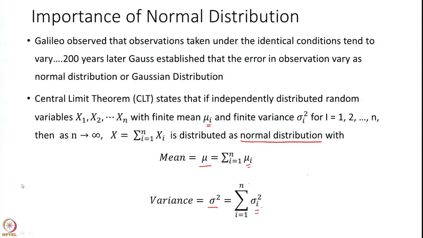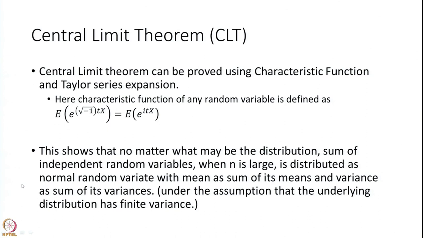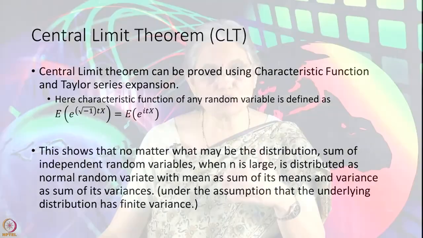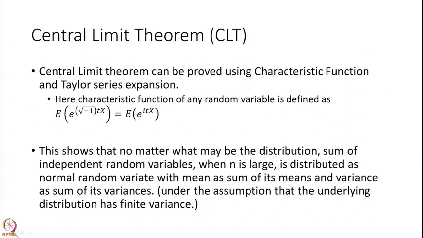Now let us look into how the proof generally goes. The central limit theorem is proved using the characteristic function and Taylor series expansion. The characteristic function we have not introduced so far in our course. However, we have introduced what is called the moment generating function. Do you recall? The moment generating function of any distribution we had introduced, and this is another version of a moment generating function, and it is called the characteristic function.